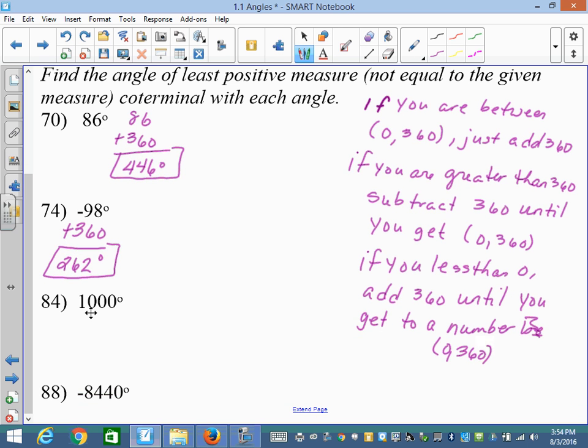The next one is larger than 360, and quite a bit larger. If you're greater than 360, subtract 360 until you get between 0 and 360. So I'm going to subtract 360. 1,000 minus 360 gives me 640. But wait, I'm still larger than 360, so I have to do it again. Minus 360 gives me 280. So my answer to this one is 280 degrees.